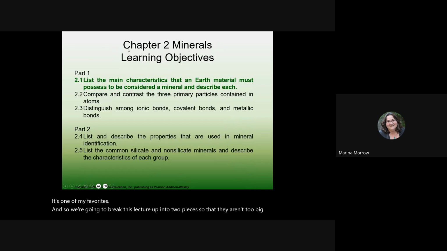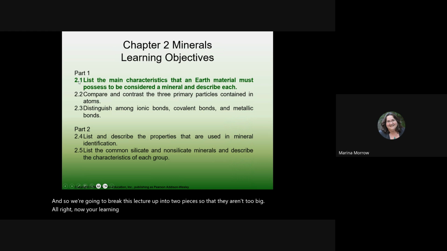All right, now your learning objective for the first part. Our first objective is to list the main characteristics that an earth mineral must possess to be considered a mineral and to describe each. Because it is always confusing. What do we mean by mineral? How is that different from a rock?